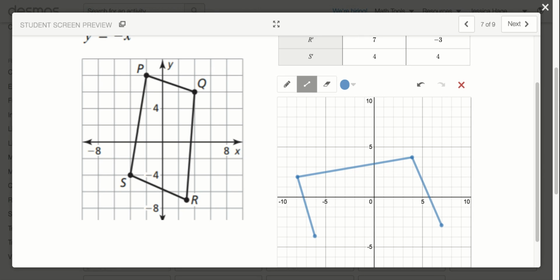It doesn't look exactly like the other one just because this graph is counting by 2's over here. But this is a reflection because P is up here, so P would be over here, P prime. And since Q was up here, now Q prime is going to be down here. And R was down here, so R prime is going to be over on this side. And S is down here, so if we're reflecting it over a diagonal, it's going to come up over here. So we have S prime. So that's slide 7.